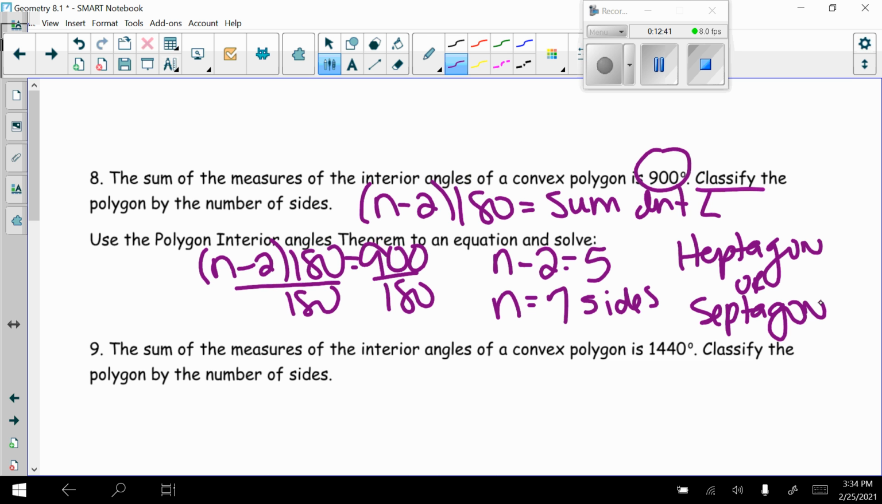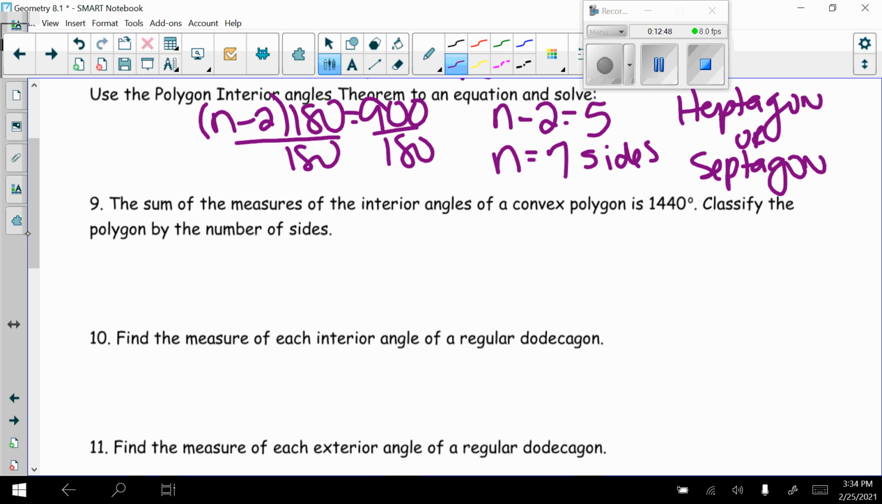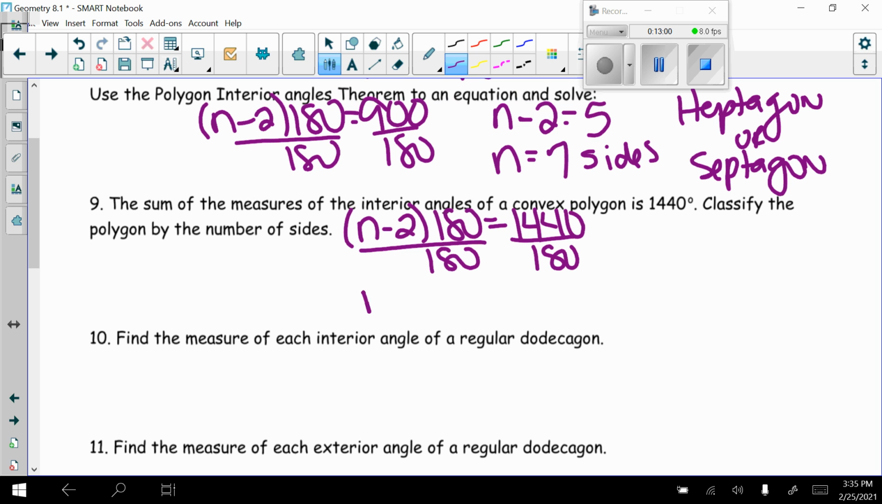So number 9, the sum of the measures of the interior angles of a convex polygon is 1440. Classify the polygon by the number of sides. So the same thing, we're going to do n minus 2 times 180 equals 1440. Divide both sides by 180 because we're trying to get n by itself. So now I have n minus 2 equals, so 1440 divided by 180 is 8. Add 2 to both sides, so I get n equals 10. So it has 10 sides. A 10-sided polygon is known as a decagon.